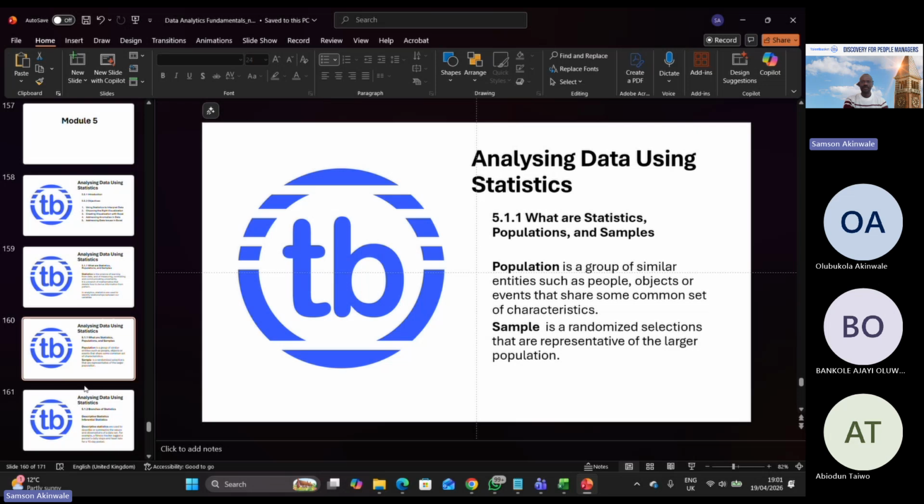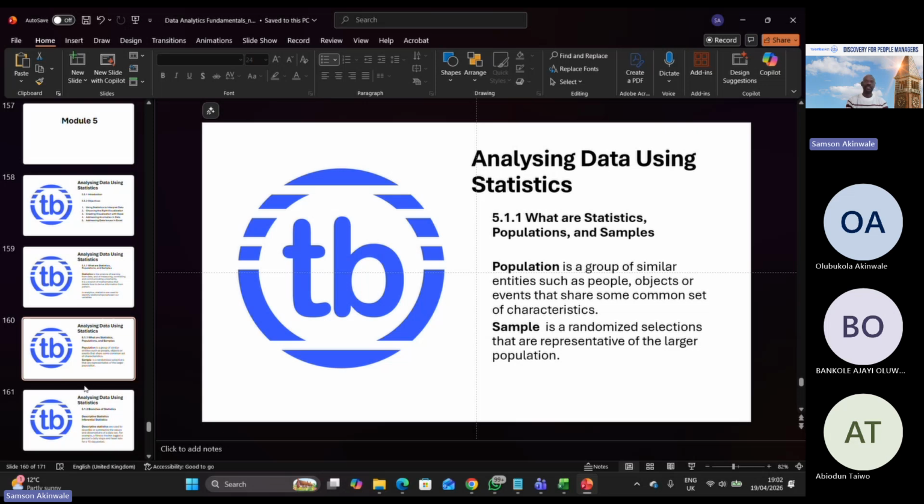Okay, so that is statistics. Then population. What is population? Because we'll be dealing with these three phenomena I've written down here. So a population is a group of similar entities such as people. It could be objects, it could be events, and these objects, people, or events necessarily share what we call common features or common characteristics.